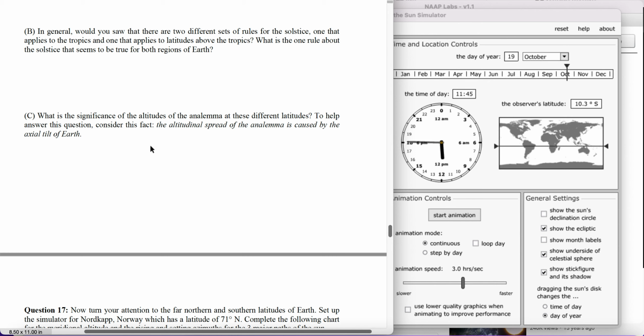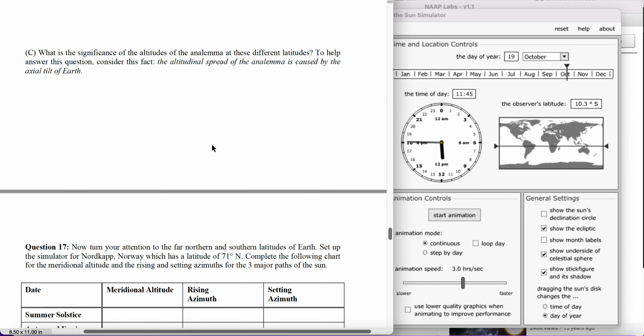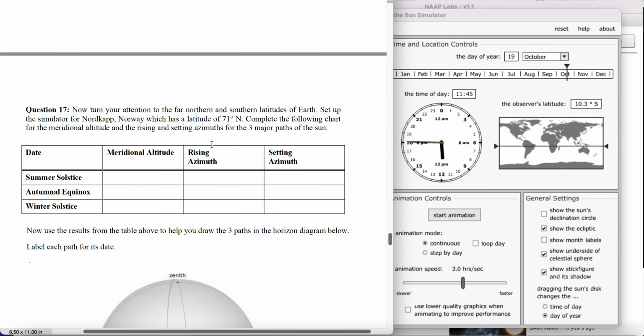And then what is the significance of the altitudes of the analemma at these different latitudes? To help answer this question, consider this fact. The altitudinal spread of the analemma is caused by the axial tilt of Earth, that 23.44 degrees, or approximately 23.5 degrees. Interesting stuff. All right, we're almost done.